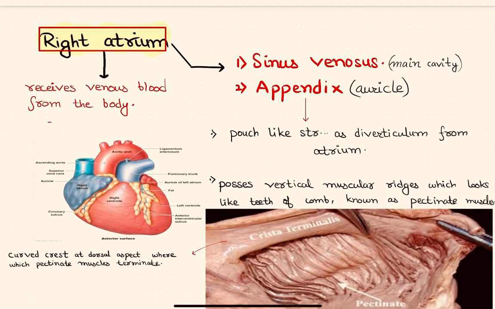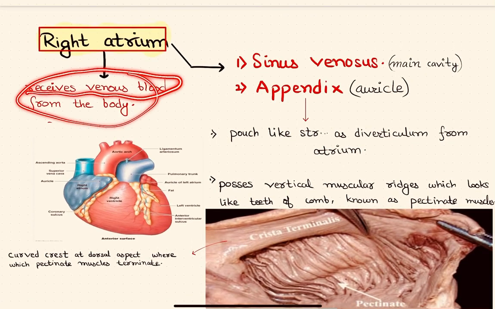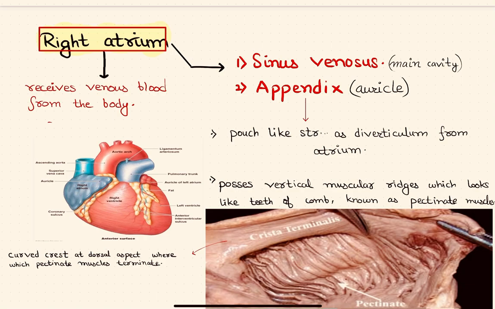Now this right atrium receives venous blood from the body via the anterior and posterior vena cava, coronary sinus, and hemiazygous vein. So these are the veins from which it receives the blood from the whole body. Now there are various structures present in the right atrium. Broadly, the right atrium consists of the sinus venosus and the appendix, which is also known as the auricle.